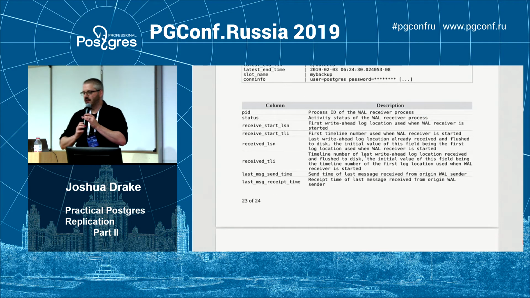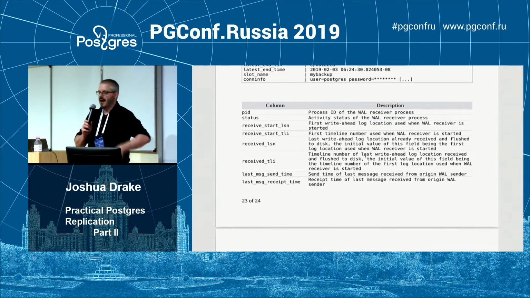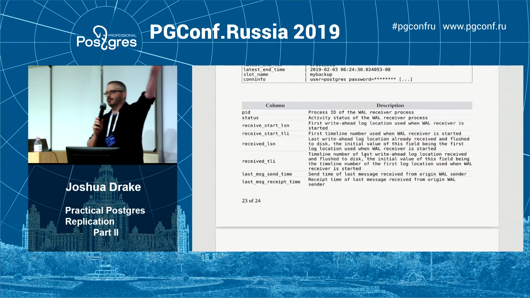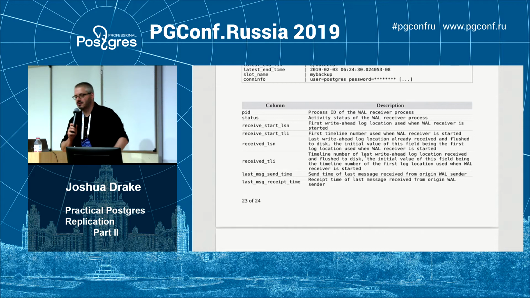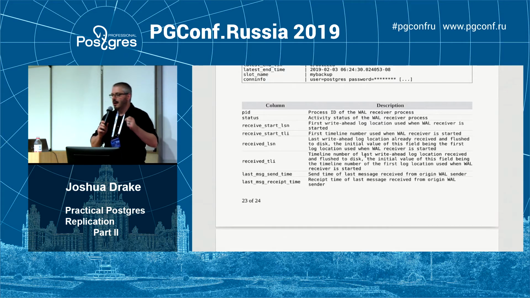So specifically, your PID is the process ID of the WAL receiver process. That is the process that's connecting to the primary to receive the data. Activity status of the WAL receiver process. Is it streaming? Is it stopped? So on and so forth. First write-ahead log location used when WAL receiver is started. First timeline number used when WAL receiver is started.